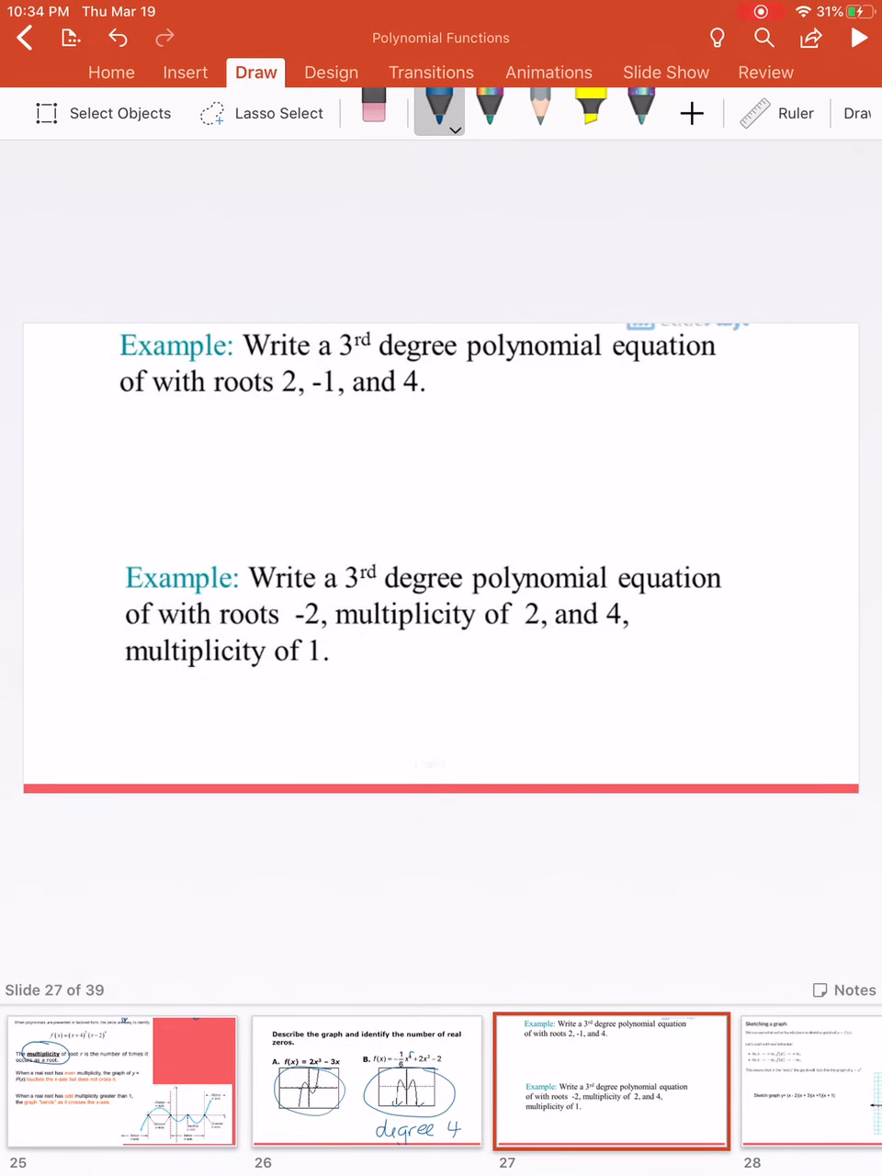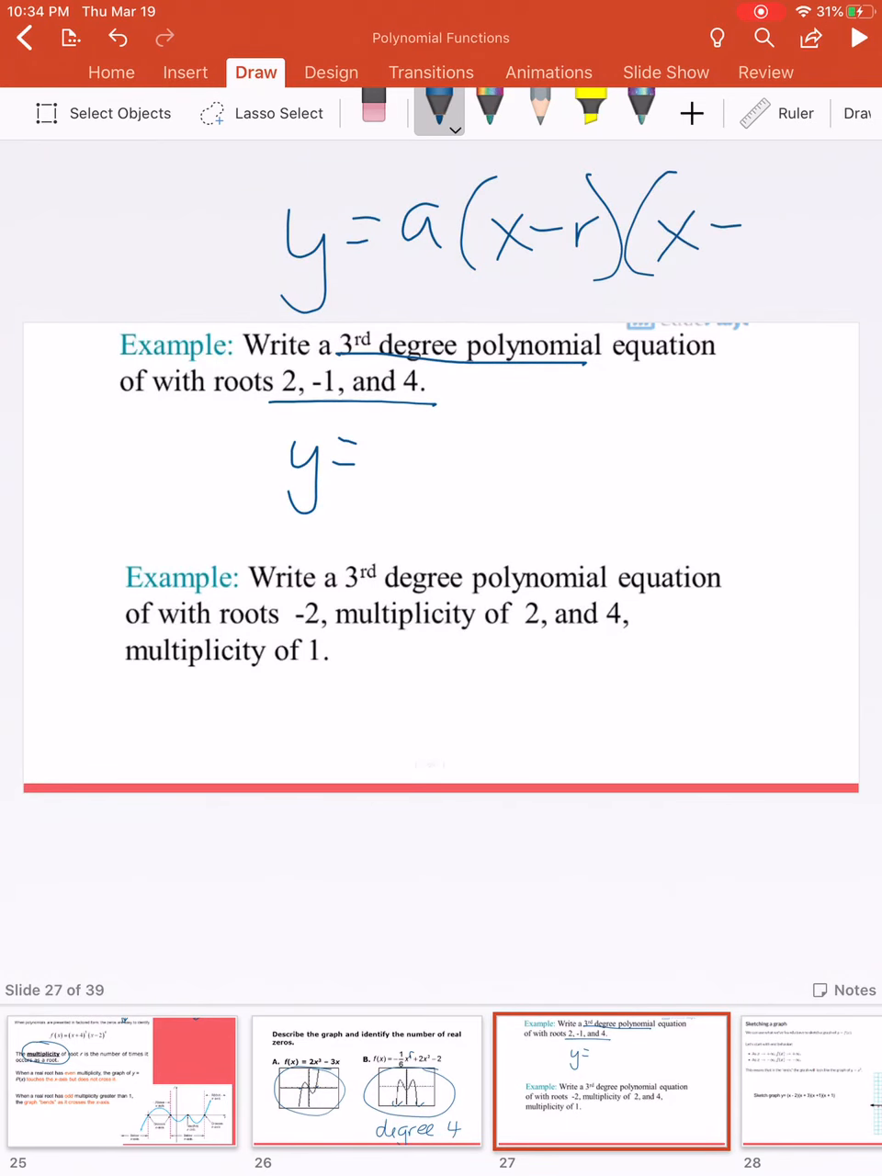So we're going to write some examples here using some information. First off, we're going to write a third degree polynomial with roots 2, -1, and 4. The first thing you should know is there's actually an infinite amount of correct answers here, and the reason being is because of your a value. When we write polynomial functions, a lot of times when we're dealing with multiplicity, we're going to write in factored form. But don't forget, when you write in factored form, you will have an a value. So I'm going to choose an a value of 5 just because I want to.